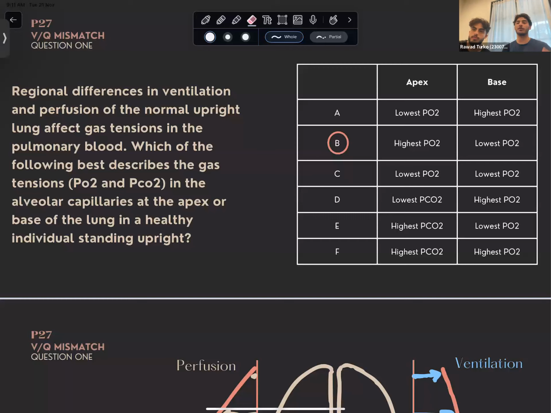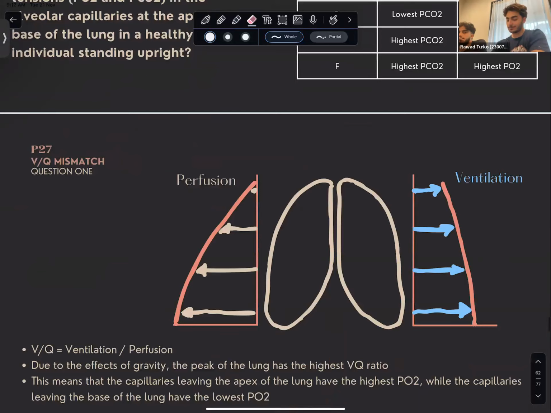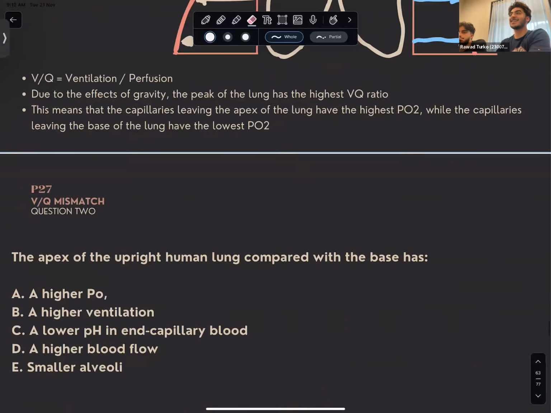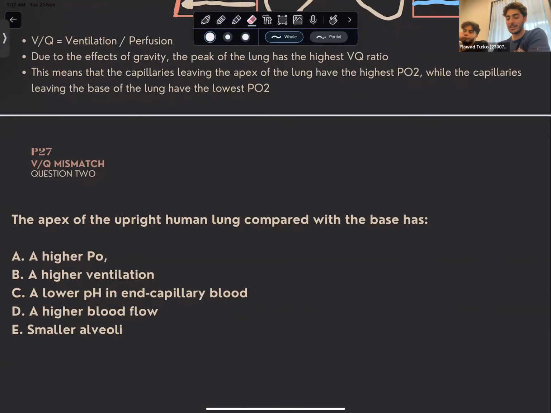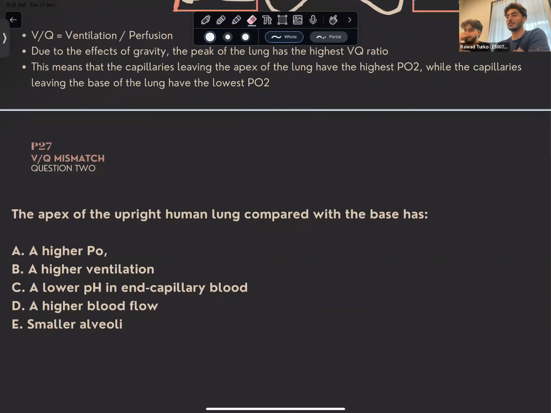Meanwhile, in other lectures, when we're talking about overall hypoventilation, you're talking about everything, the entire lung and the entire body, and all of your overall gas tensions in your blood. So if they say apex or base, it's the ratio, the VQ. Does that make sense? Yes. Okay, perfect. Now, this question is very, very similar to the first one, but I wanted to make this distinction.